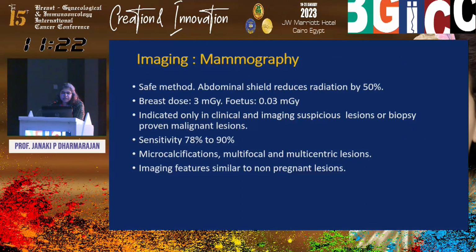So imaging mammography is a safe method during pregnancy. An abdominal shield reduces the radiation by almost 50%. And like Shilpa has already told, the breast dose is less than 3 milligray, the allowable limit, but the fetal radiation is less than 0.03.